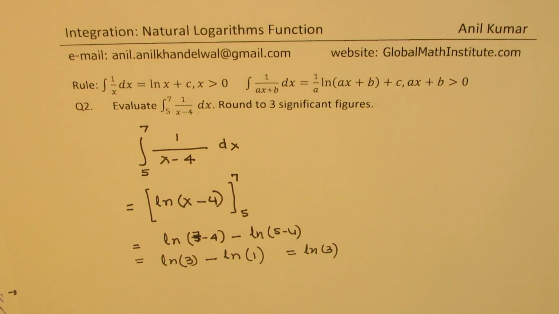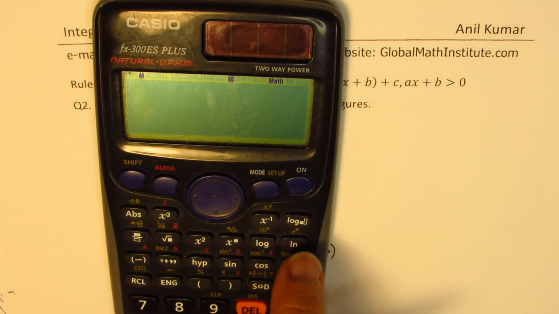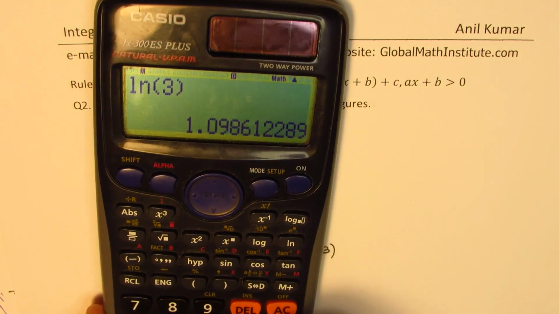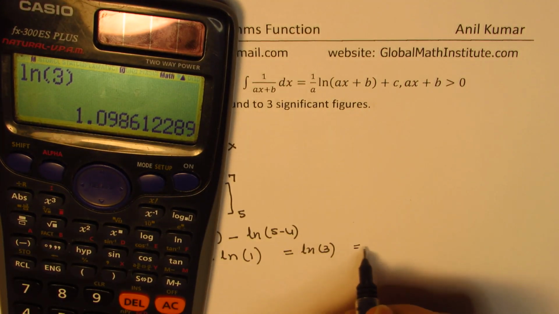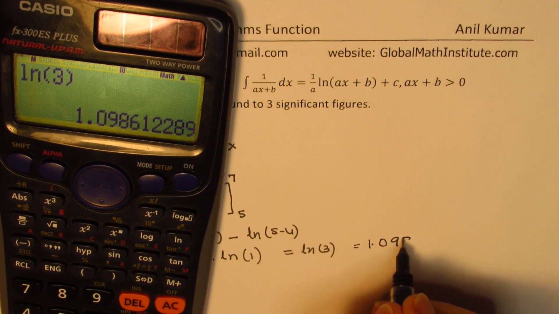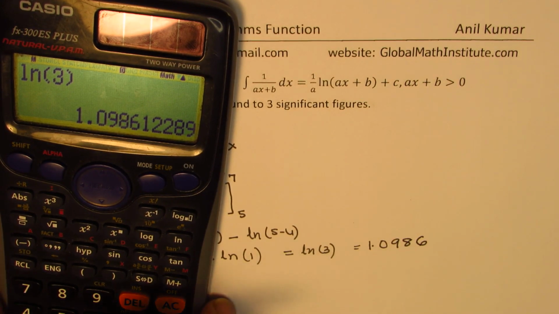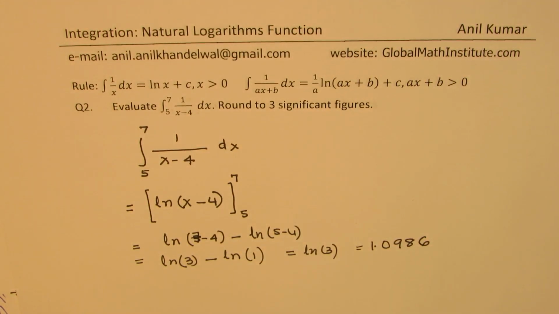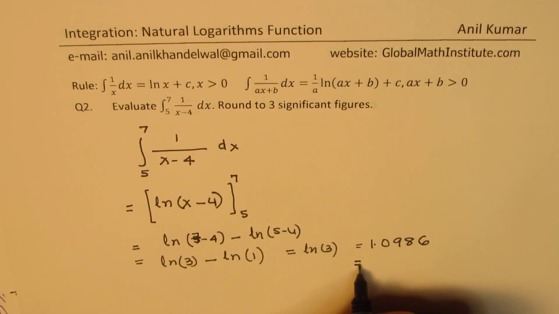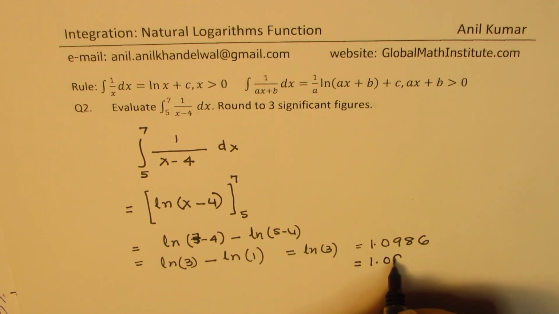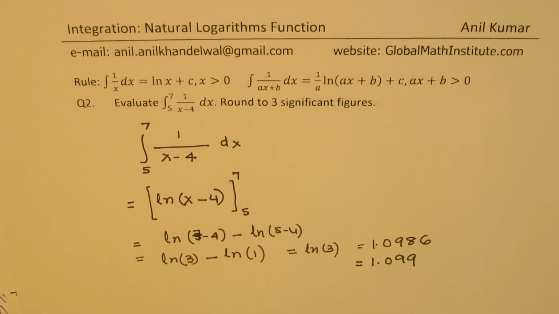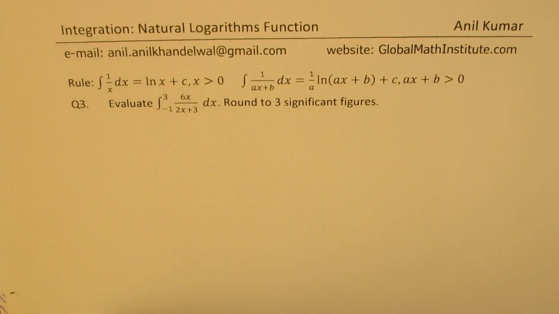If you want to find the answer, we have to write it to 3 significant figures. So we get here ln 3 is equal to 1.0986. Right, so that is to 4 decimal places. So we'll round this to 3 significant figures, 1.099. So that becomes the answer. So I hope the concept is absolutely clear.